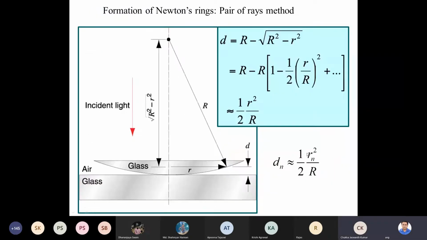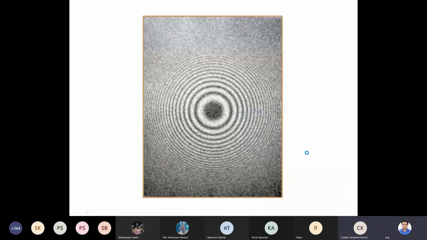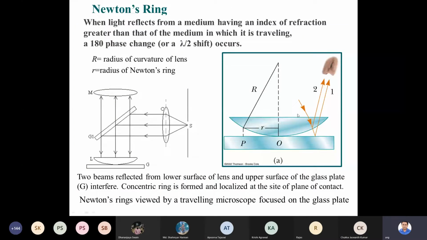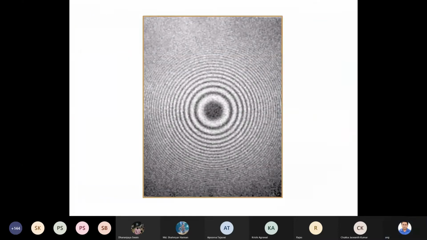Sir, the reflected ray will again pass through the lens now. Yeah. So this is just to show you oblique incidence. Basically, the use of this G1 is to make all the incident rays fall vertically on this glass.